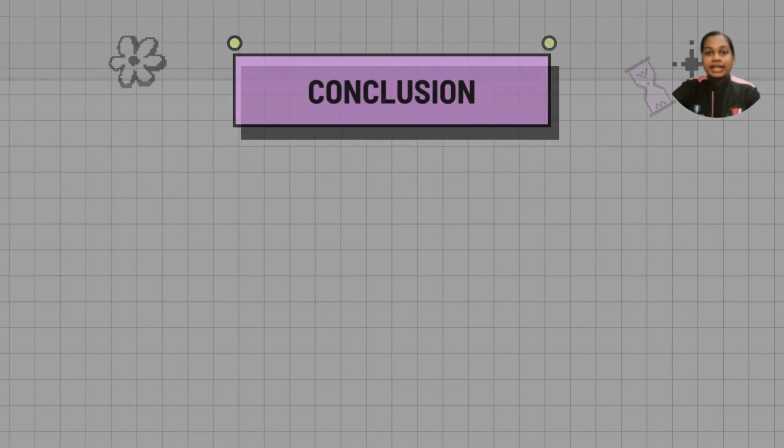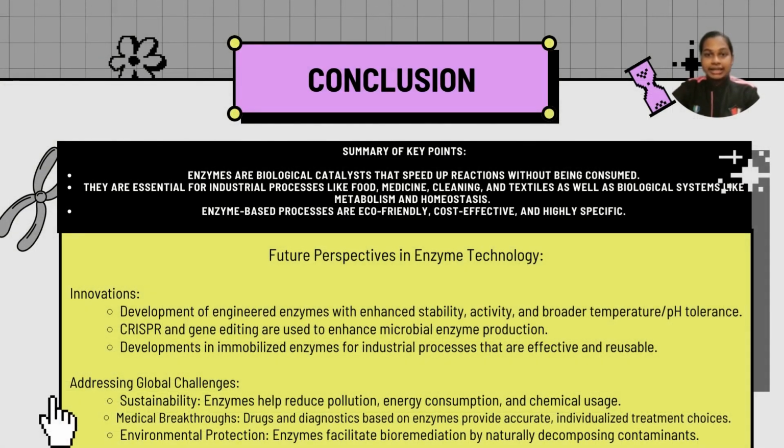In conclusion, enzymes are essential biological catalysts that accelerate chemical reactions while remaining unchanged, making them crucial in both natural biological processes and a wide range of industrial applications. From regulating metabolism and maintaining homeostasis in living organisms to improving food quality, enabling pharmaceutical advancement and promoting eco-friendly cleaning solutions, the role of enzymes is both diverse and impactful.